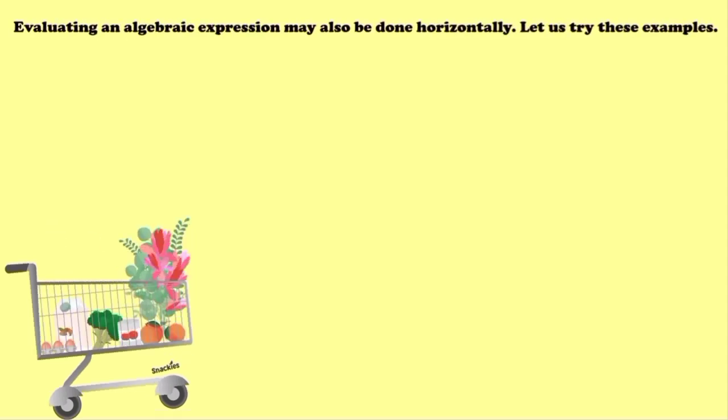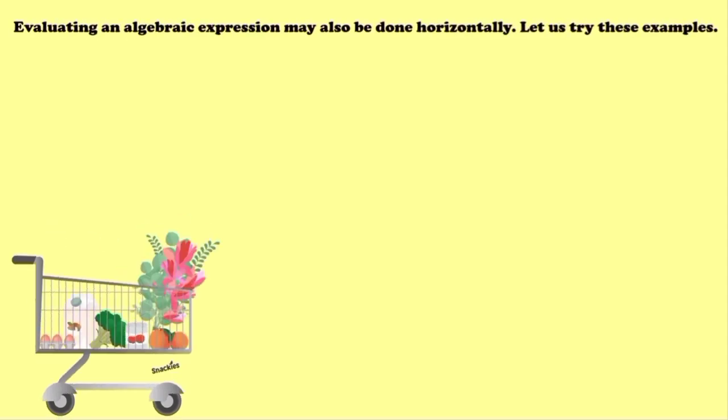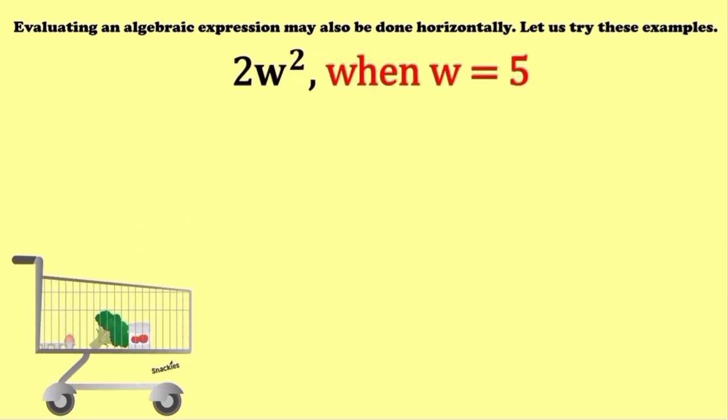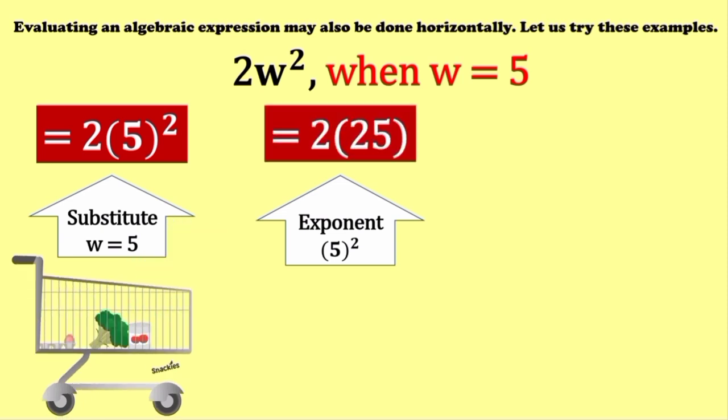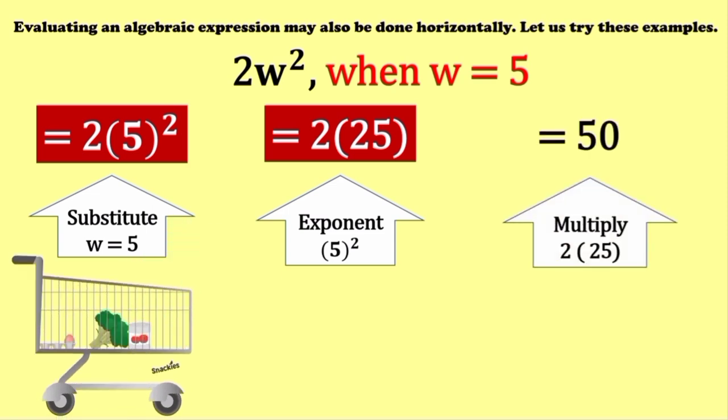Evaluating an algebraic expression may also be done horizontally. Let us try these examples. Example number 1, we have 2w squared when w is equal to 5. First, substitute the value of w. Next, perform the exponent. 5 times 5 is equal to 25. Then, multiply. 2 times 25 is 50. Our answer is 50.